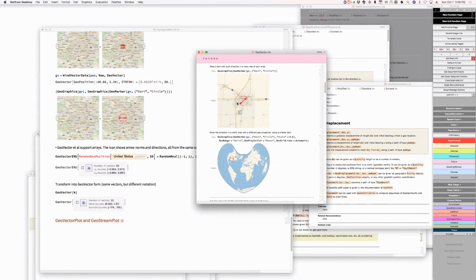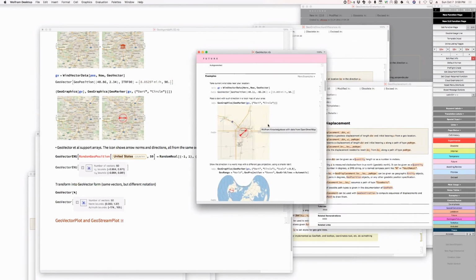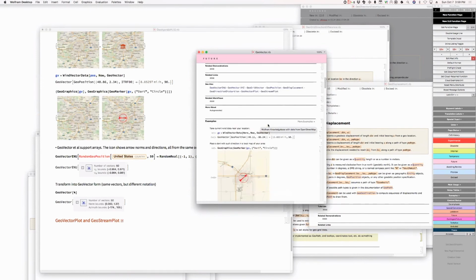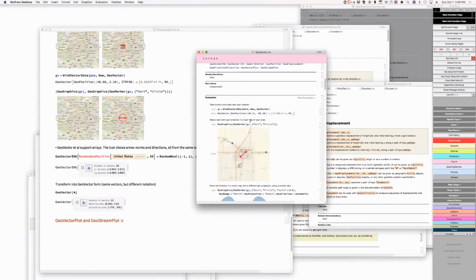Did we get graphic design to look at this? Because it looks horrible. Well, let's do that, please. So yes, you have the wind vector data and you can ask for a geovector directly. And it gives the magnitude and the bearing, 50 degrees.